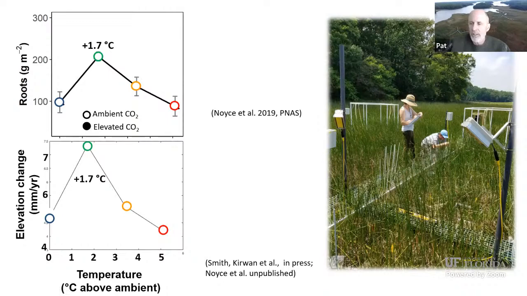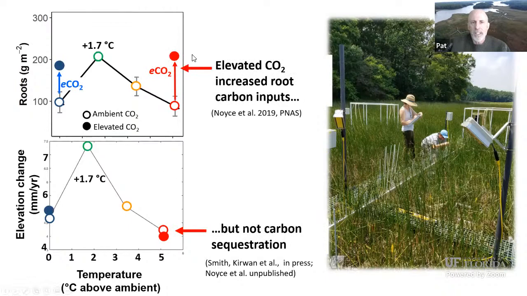But then when we cross that with elevated CO2, we see a big increase in root productivity. Okay, that's actually not that much of a surprise because we know that's a common response, but no equivalent increase in elevation at the marsh. So the only way I can understand this is if the increase in root productivity at elevated CO2 triggered a priming effect that prevented us from seeing an increase in carbon sequestration. Now, if that's the case, we should see an increase in decomposition rates.